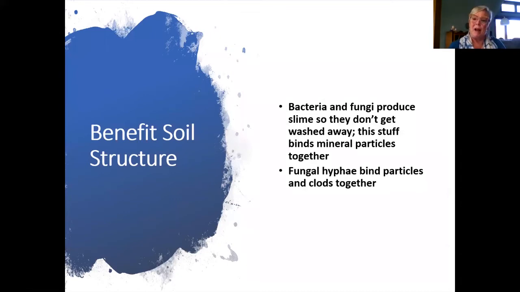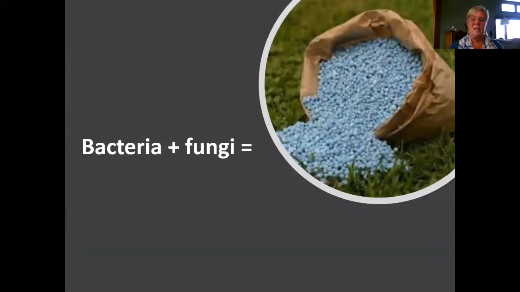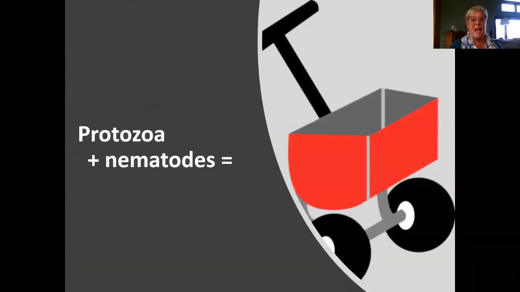So we talked a little bit about the fact that the bacteria and fungi produce a slime that actually helps bind your particles together in a healthy way. And so does the fungal hyphae. So it really improves the structure of your soil. So the bacteria and fungi are equivalent to your fertilizer itself. And the protozoa and nematodes, ants, etc., many of the other larger macroarthropods provide our fertilizer spreaders because they move all of those around.